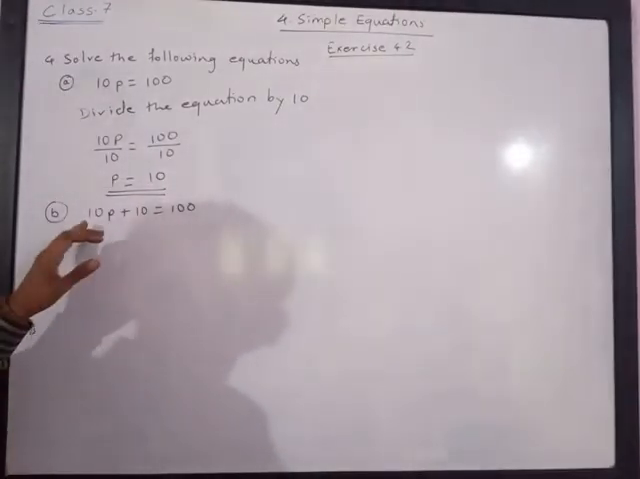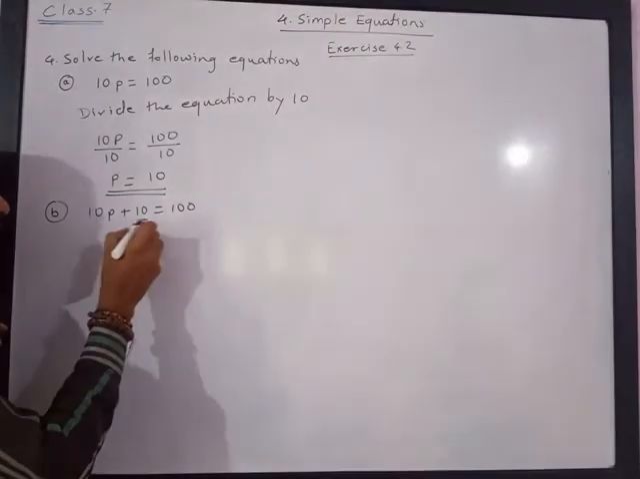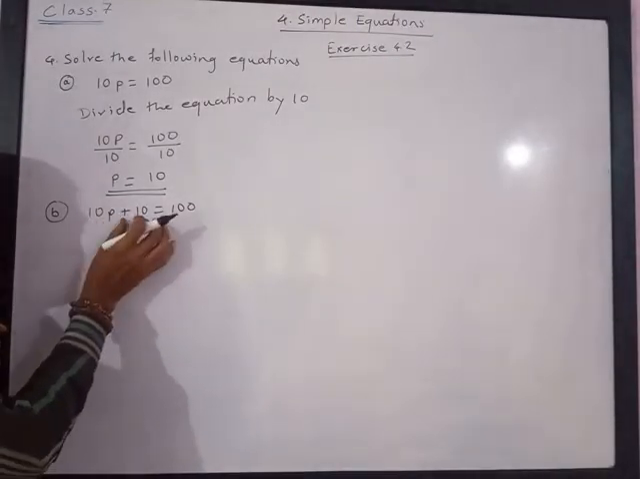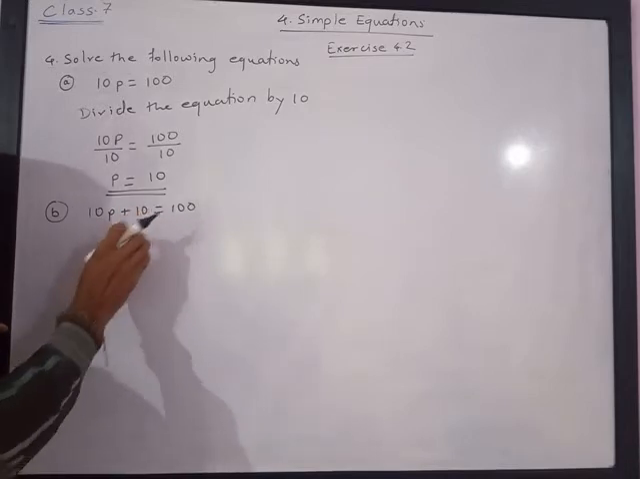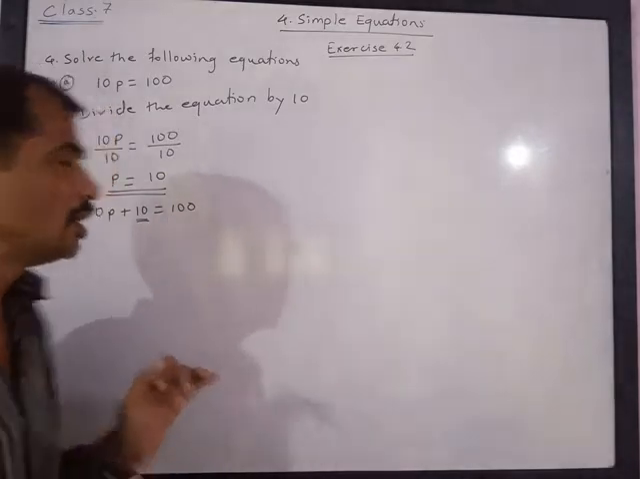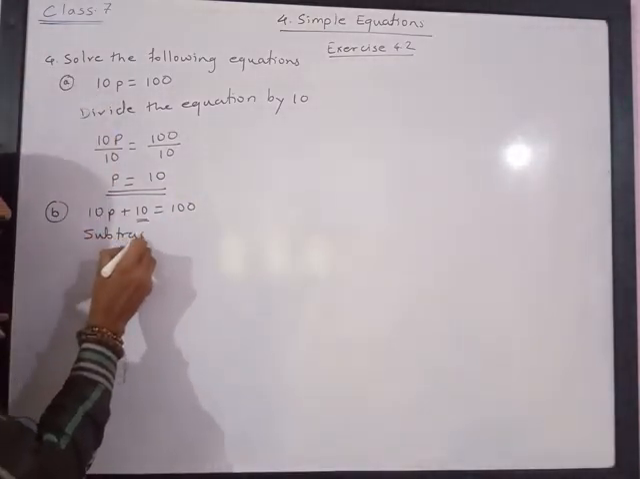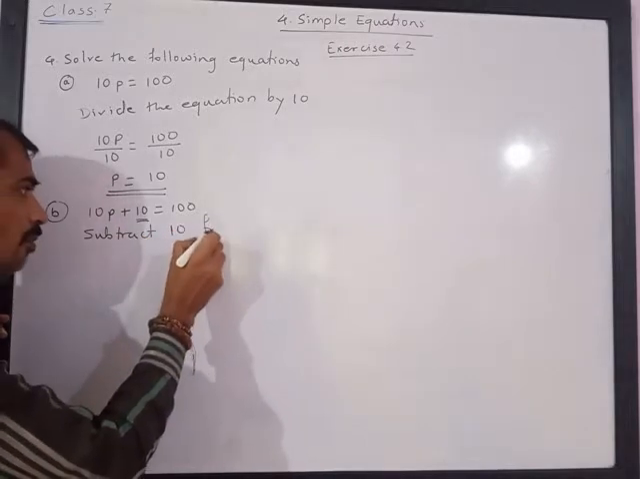The second question is 10p + 10 = 100. Please note, we need to eliminate this 10 first, because it is a separate term. We need to reduce the terms and keep only the terms which have p in them. So to eliminate 10, subtract 10 from both sides.